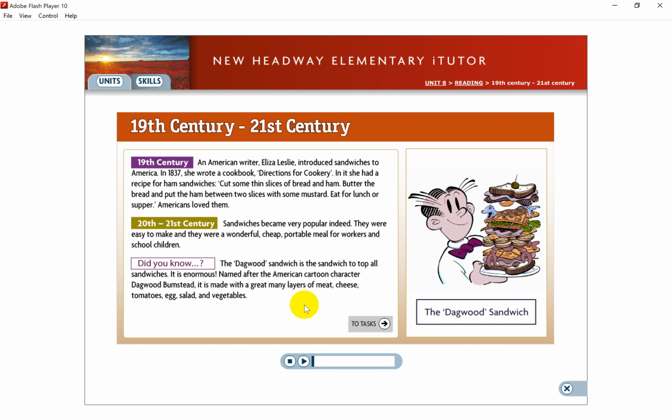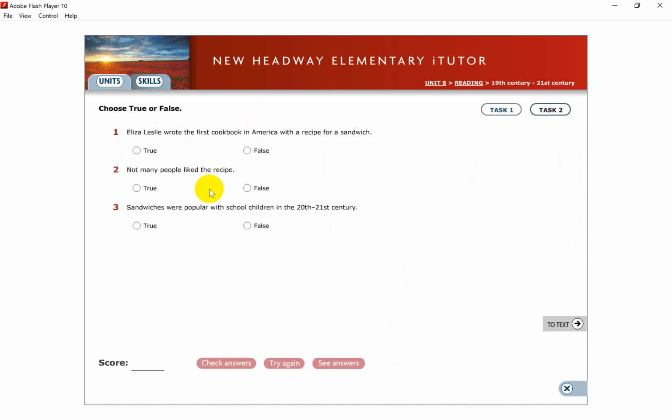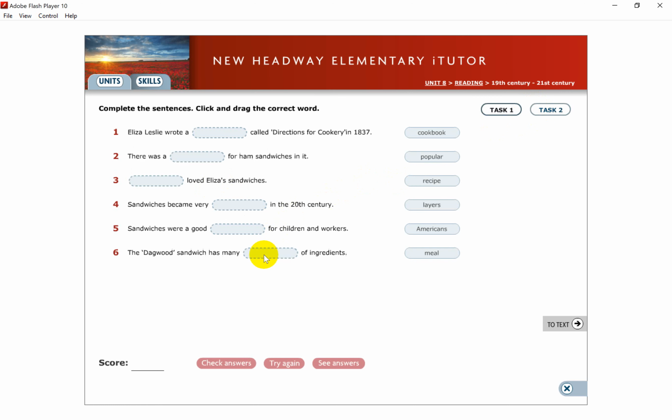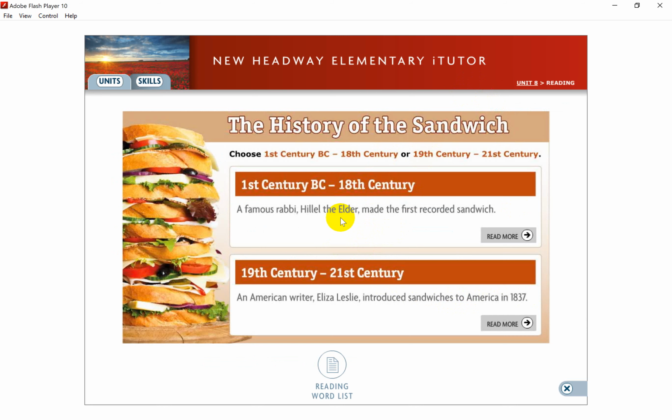So this is the Dagwood Sandwich. You will see. Also, besides the tasks, this one, please try to find the answers on this one. Okay. Also, we'll have some extra explanation and discussions regarding the two texts to practice. So this is regarding the history of the sandwich.